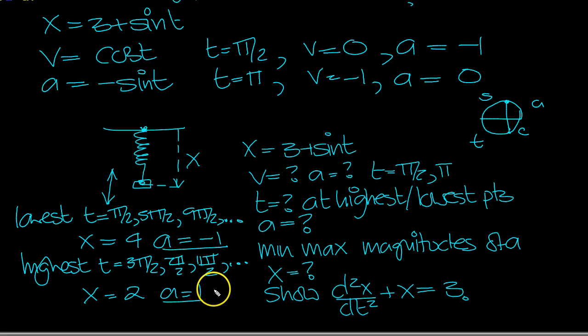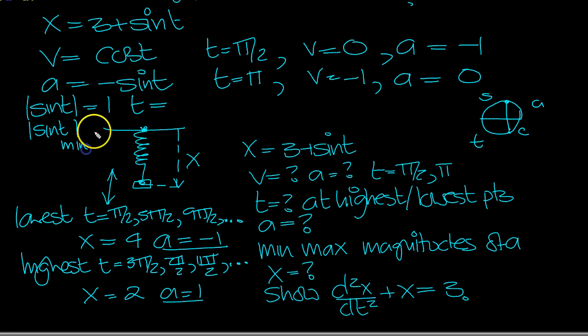Find the maximum and minimum magnitudes of the acceleration and where the particle then is. Maximum and minimum magnitudes of the acceleration. The acceleration is this. The maximum magnitude would be 1 when this is 1. When does the magnitude, which is this, equal 1? So the maximum magnitude of the acceleration is 1. The minimum magnitude of sine t is equal to 0. And the maximum magnitude of sine t is 1, which occurs at π/2.